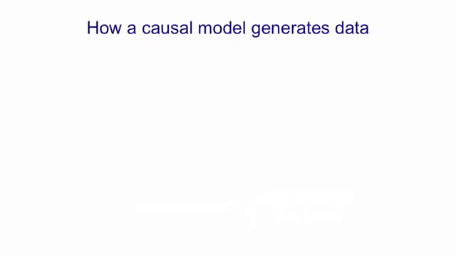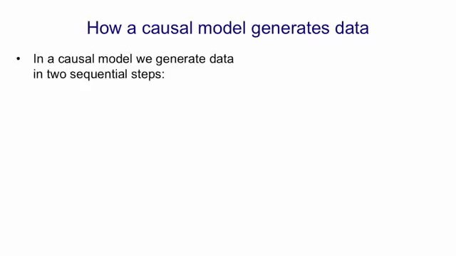Now I want to talk about two ways of producing models of data, in particular of binary vectors. The most natural way to think about generating a binary vector is to first generate the states of some latent variables, and then use the latent variables to generate the binary vector. So in a causal model, we use two sequential steps.